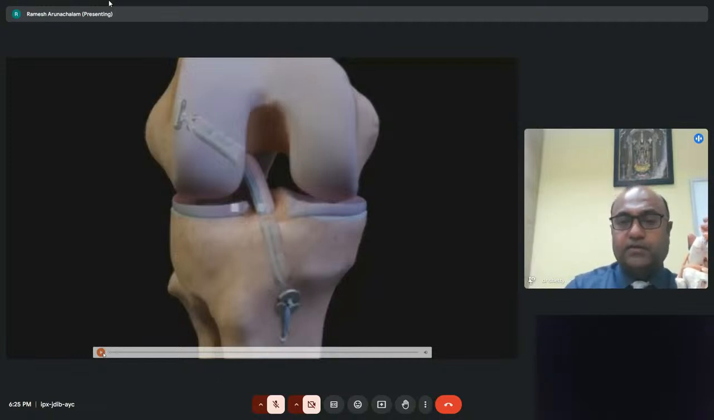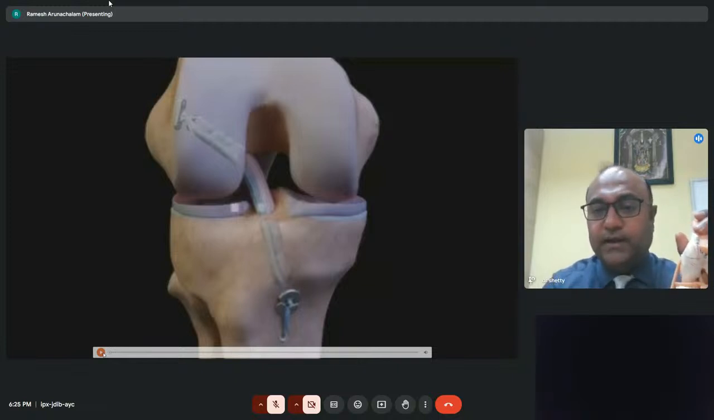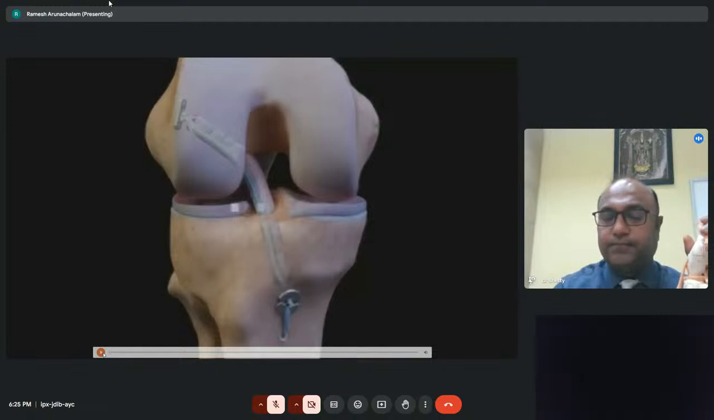A patient who has undergone an ACL reconstruction through arthroscopy can get back to full activity, whether it is dancing, running, or sports. So we treat a lot of high level athletes, sportsmen, dancers, etc. They get back to full action. Next slide.